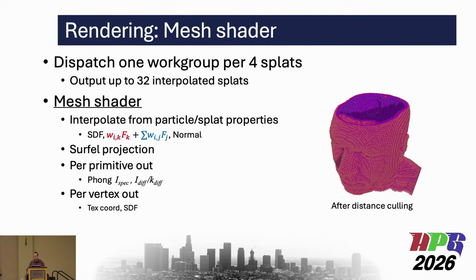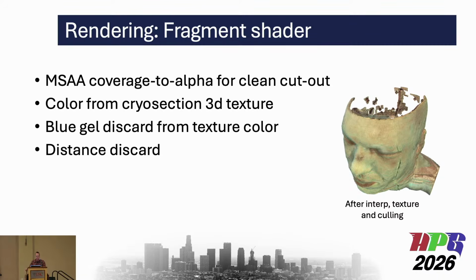Each mesh shader workgroup processes 4 splats, so may output 32 interpolated splats, which is 128 vertices. We compute interpolated per splat transformations here, as well as other properties we need for rendering. Splats are then projected to the SDF equals 0 isosurface and are aligned with the SDF gradient. Splats are textured with the cryosection 3D texture in the fragment shader. These splats aren't blended like Gaussian splats. We use coverage to alpha for a clean splat cutout.